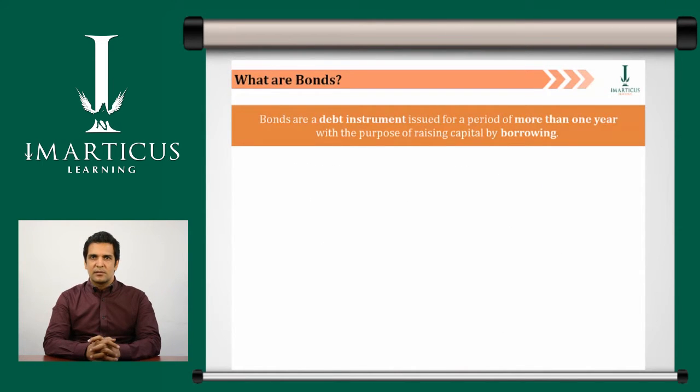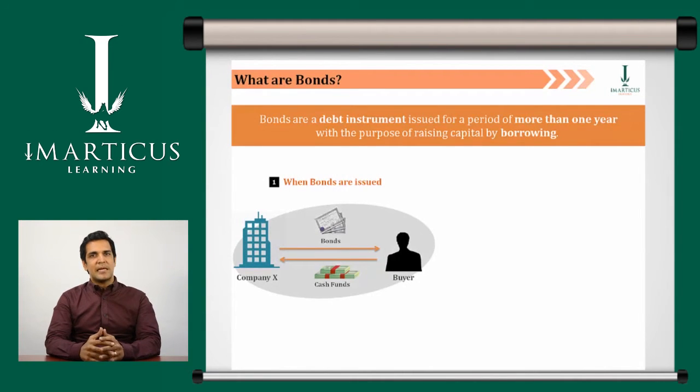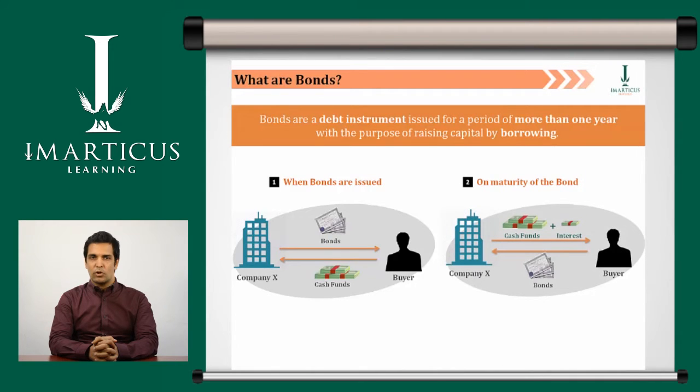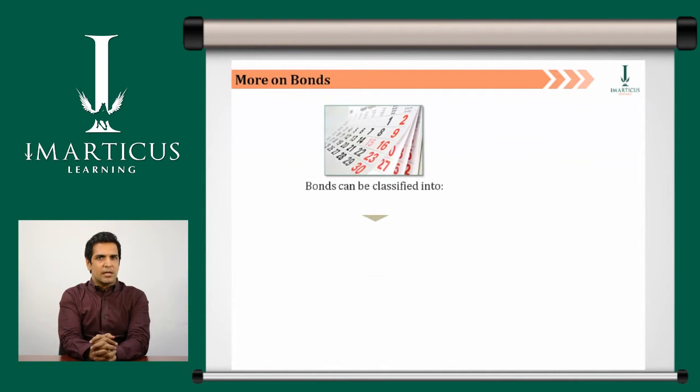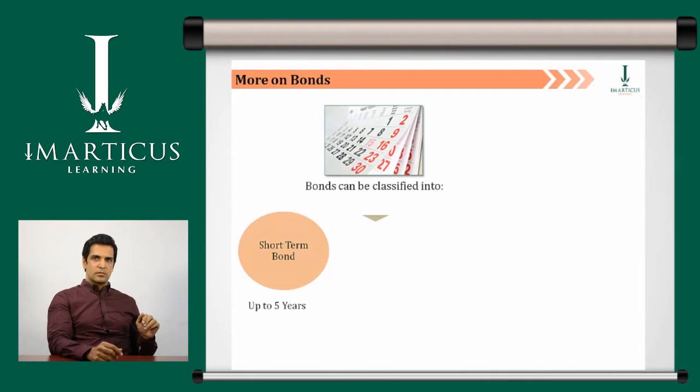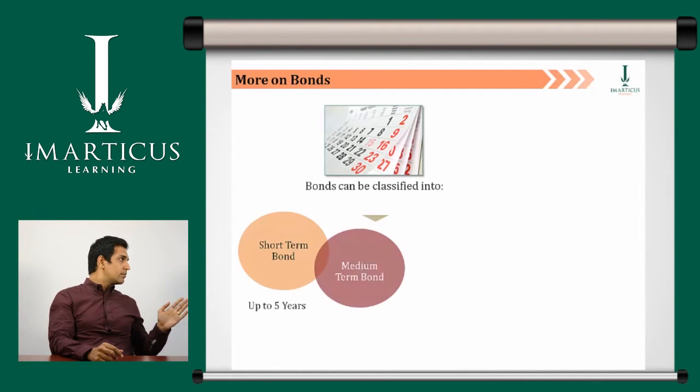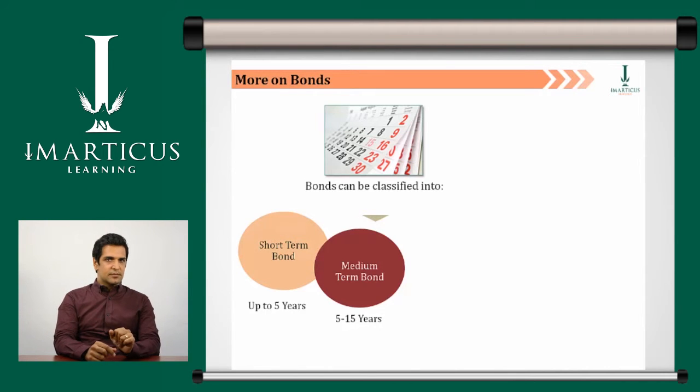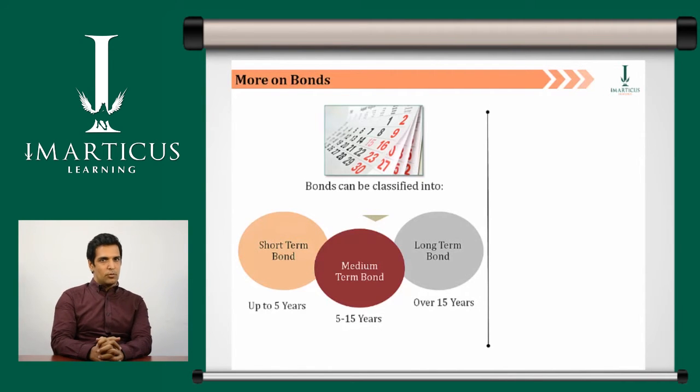Bonds are a debt instrument issued for a period of more than 1 year with the purpose of raising capital by borrowing. In the example on screen, Company X has issued a bond to a buyer who pays cash in return. On maturity of the bond, the company will pay the buyer both original amount along with interest. Depending on the duration, a bond can be classified into short-term bonds of 5 years or less, medium-term bonds of 5 to 15 years, and long-term bonds of 15 years or more.